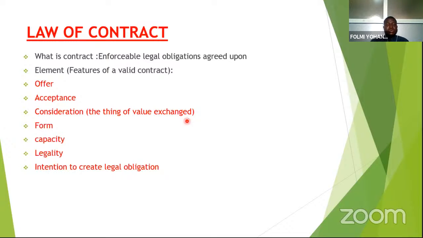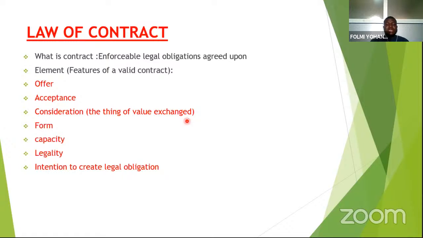You can't enter into a contract with a drunk person, somebody that is drunk, except when he is sober. So legality too plays a part. If the contract is not legal, as we define a contract to be an enforceable legal obligation, every contract must be legal for you to obtain. Where a contract is illegal, you cannot enforce such a contract.